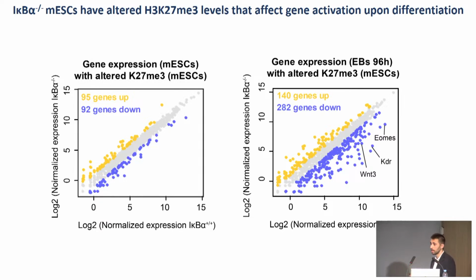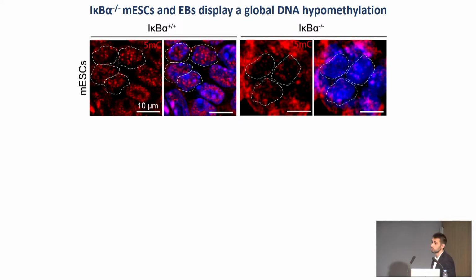which is DNA methylation. So I started to characterize how the DNA methylation level was in the mouse ES cells. I did immunostaining for 5-methylcytosine, 5-mC, which is the mark related to DNA methylation in eukaryotic cells. And as you can see here, the wild type mouse ES cells were clearly presenting regions that were methylated at the DNA level.